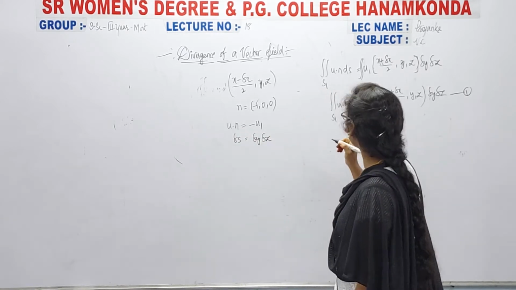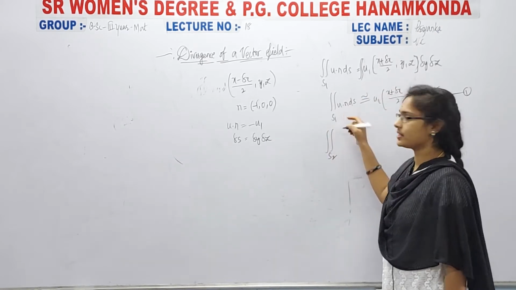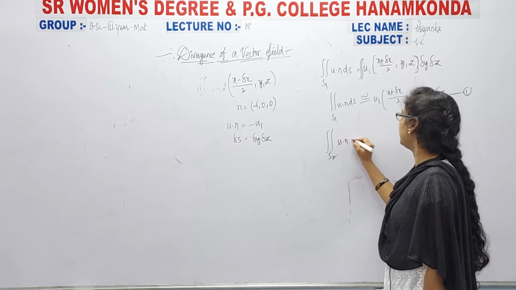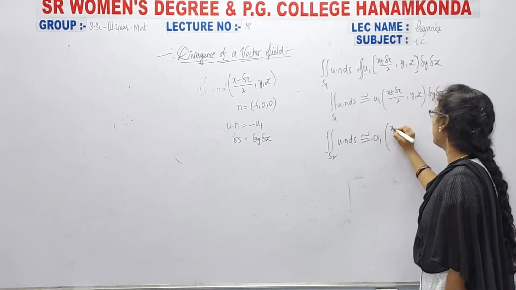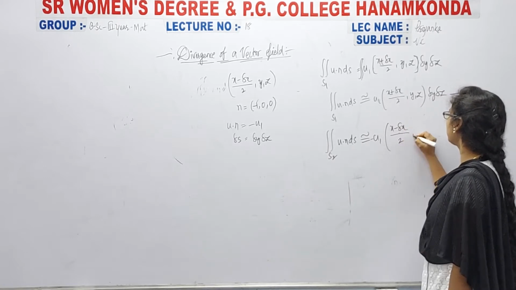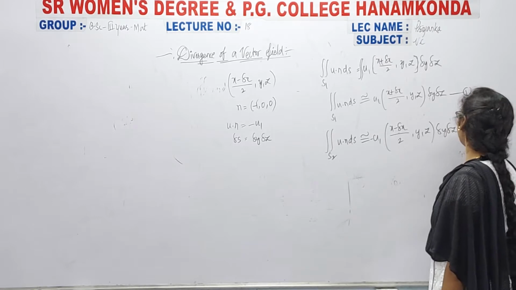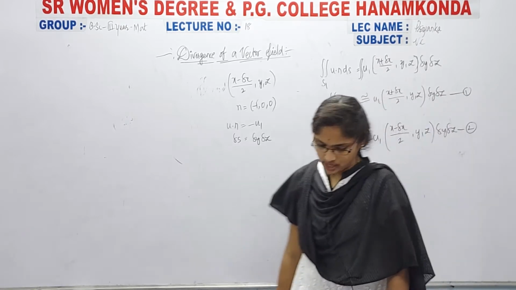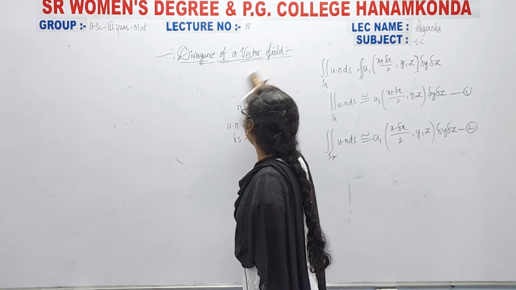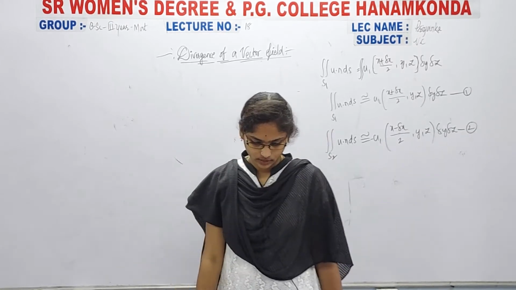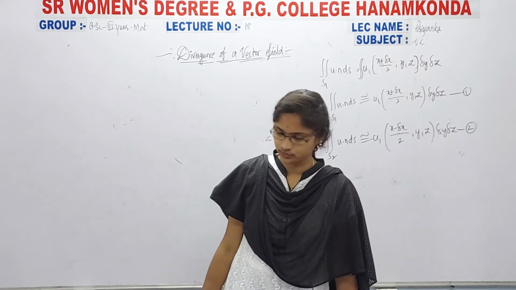Then we get the double integral over S2 of u dot n dS approximately equal to minus u1 of x minus delta x by 2 comma y comma z into delta y delta z, and I am taking it as equation number 2. Now we have to add both equations, so write down by adding equation 1 and 2.